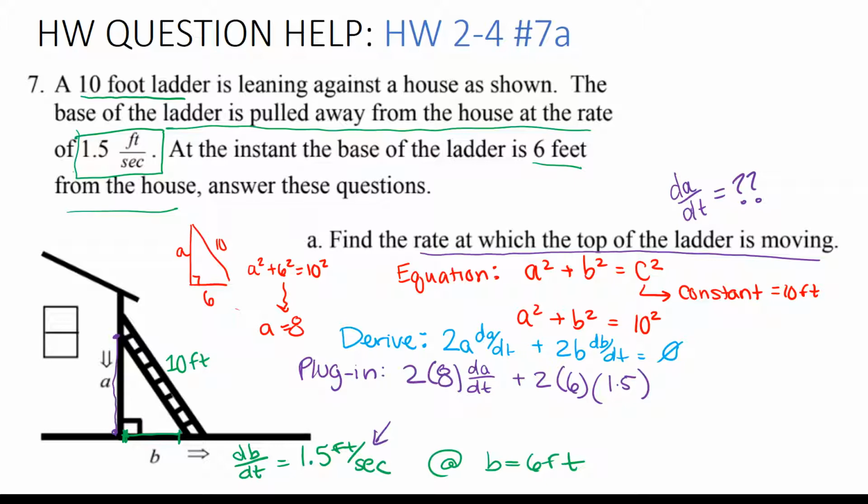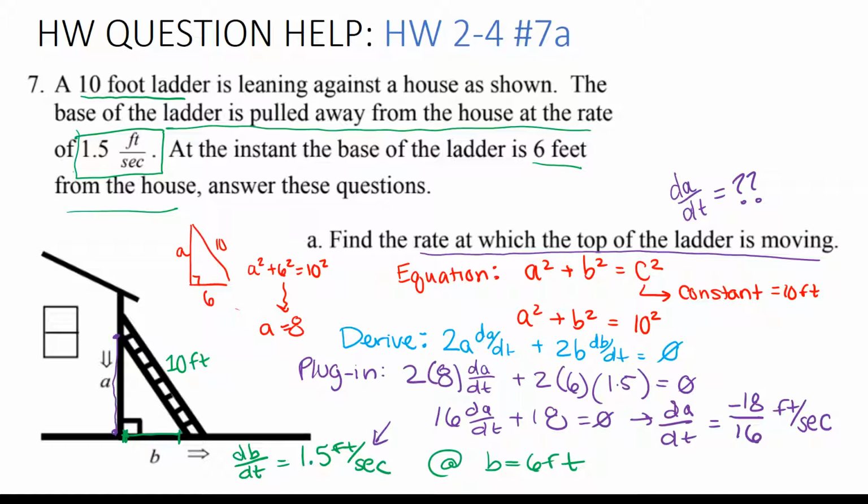So we're going to calculate this down. That's going to give us 16 dA/dt plus 18 equals 0. And then we just have to solve for our variable. So we end up with dA/dt equals negative 18 divided by 16. And we just need our units. This time we're just talking about distance. We're talking about feet per second in this problem.